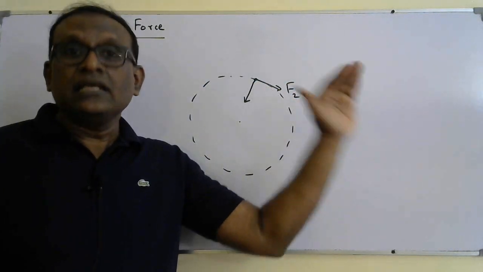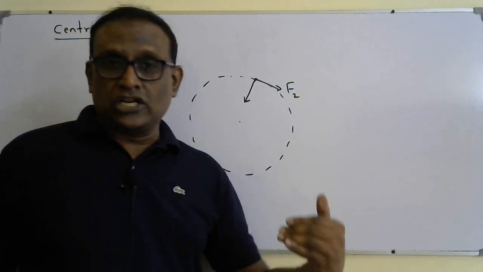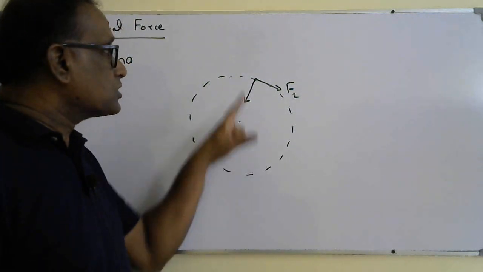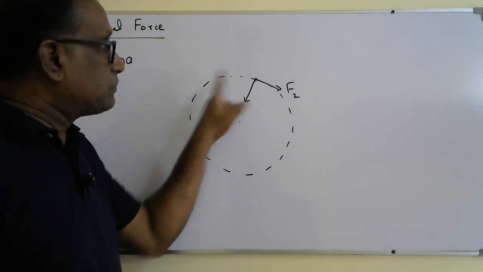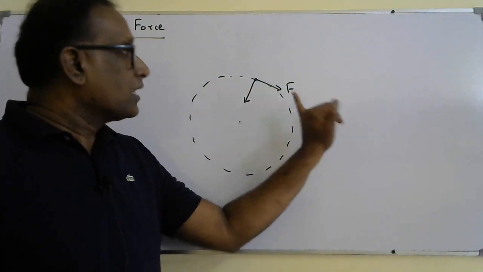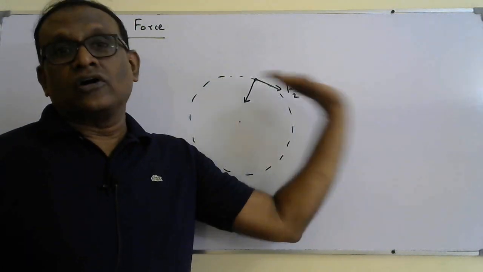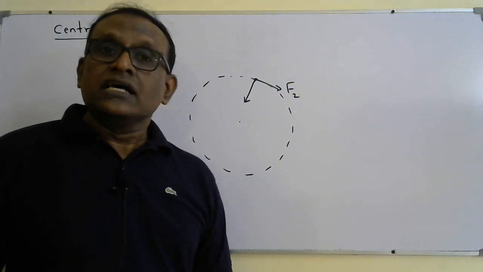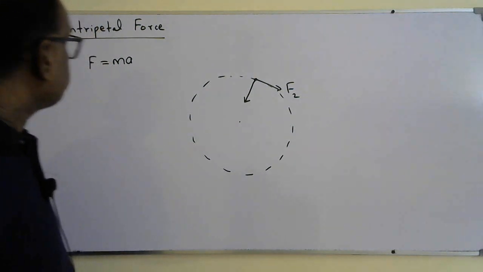To have a change in speed, there must be a force or component of force along the tangent, and to maintain a circular motion, there must be a force towards the center, which is perpendicular to the direction of velocity. This is centripetal force. This force increases or decreases the speed of the object in circular motion.